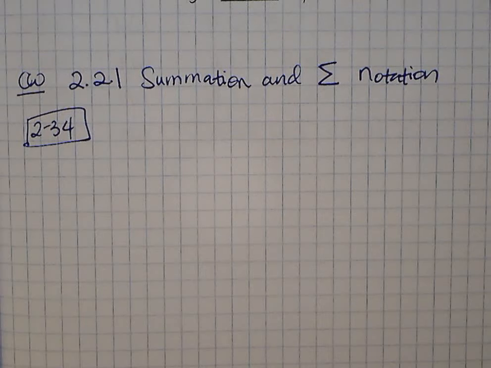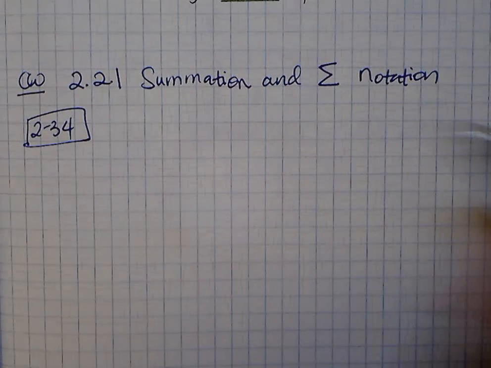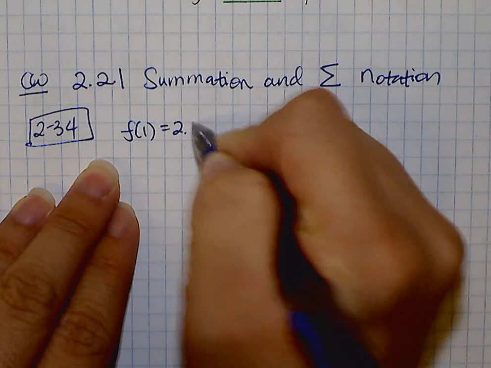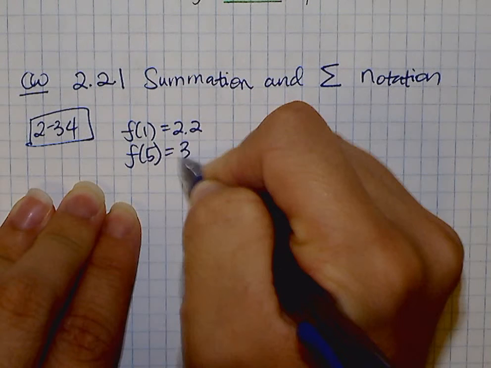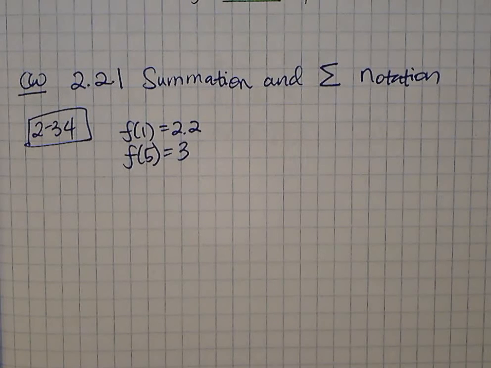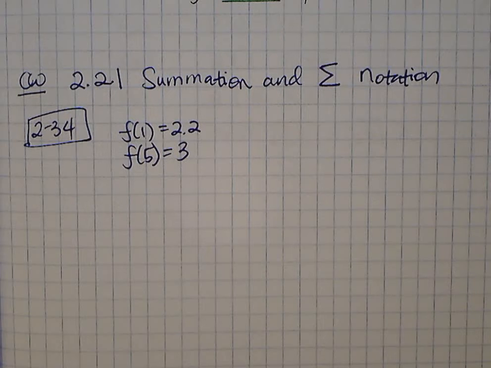It says find a rule for a linear function f such that f of 1 equals 2.2 and f of 5 equals 3. I'm just reading from the packet here. Write the function in point slope form and slope intercept form. Can you guys graph this first?